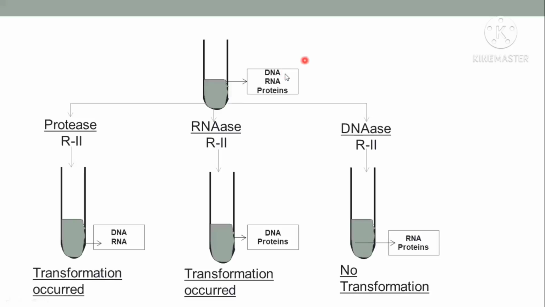So this is how Avery, McCarty and MacLeod proved that DNA is the genetic material and not RNA or protein. So in 1944 we got to know that DNA is genetic material, and 8 years after this experiment, that is in 1952, Hershey and Chase, by publishing a research paper, gave more evidence that DNA is the only genetic material.